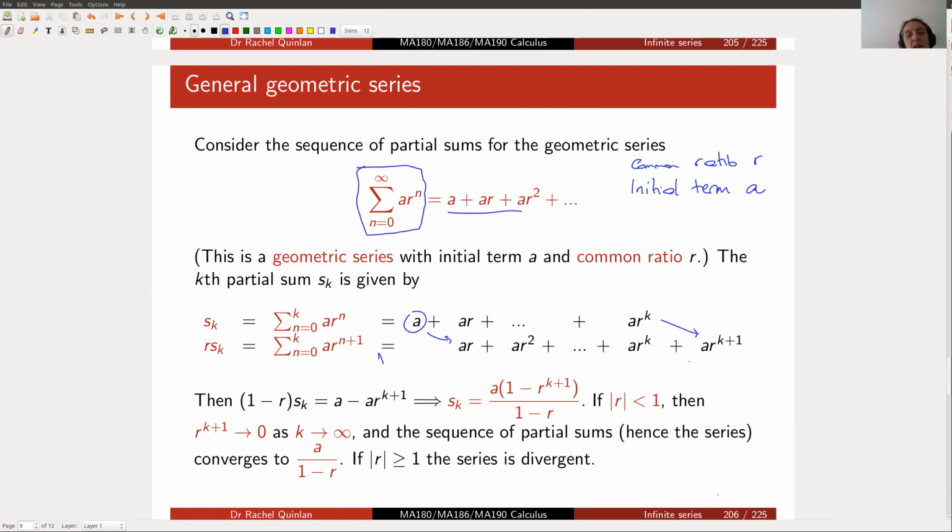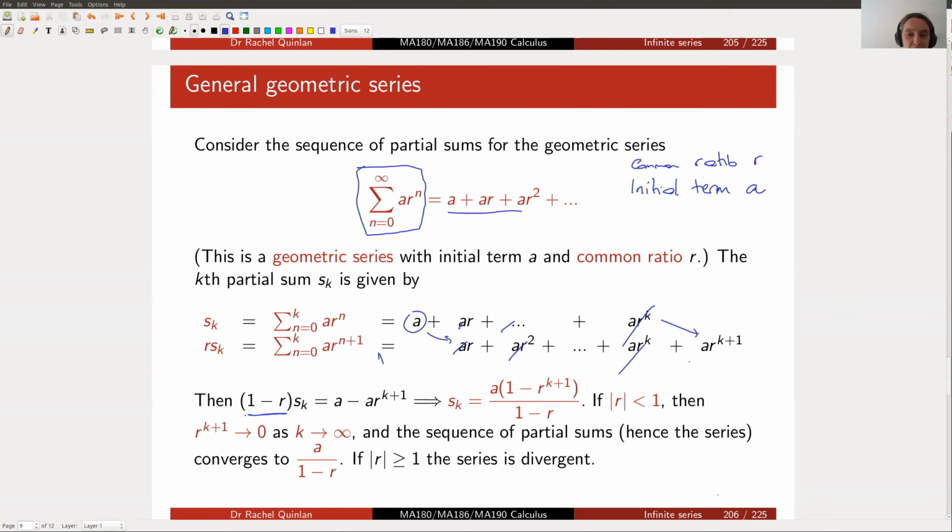So if we take S_k minus R times S_k, that is just doing the subtraction, all these bits cancel, and you're left with A minus A times R to the k plus 1. That's 1 minus R times S_k. If R is 1, of course, we're in trouble at the next step because we don't want to divide by 0, but if R is 1, all the terms in the series are equal to A anyway, and we can see that the series is divergent in that case.